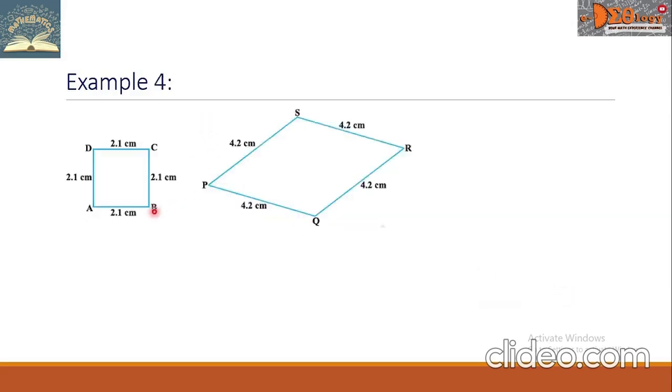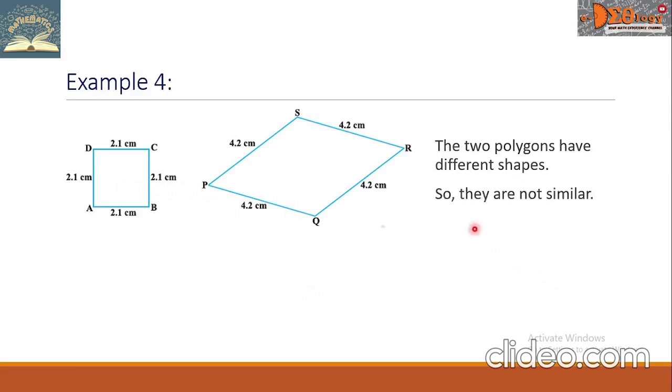Example 4. We have these two figures. The two polygons have different shapes, or we say that corresponding angles are different. So, they are not similar.